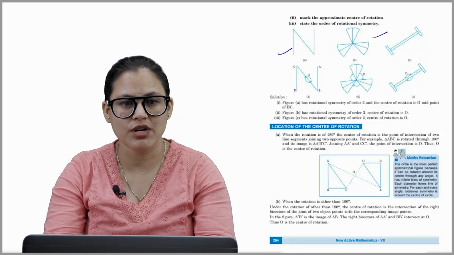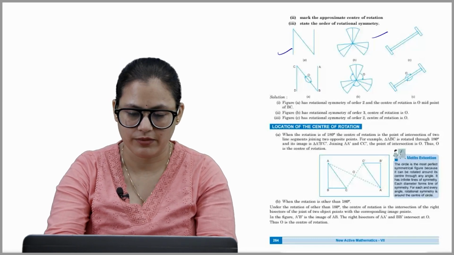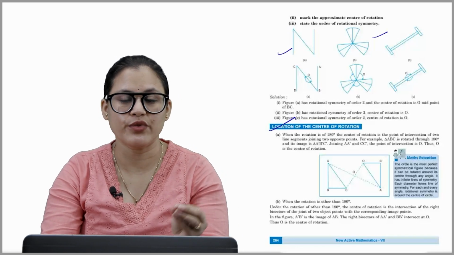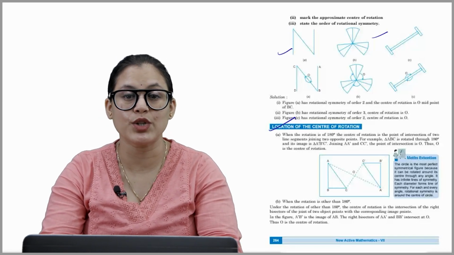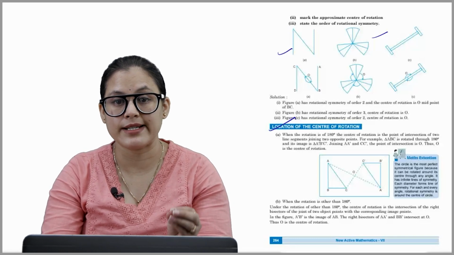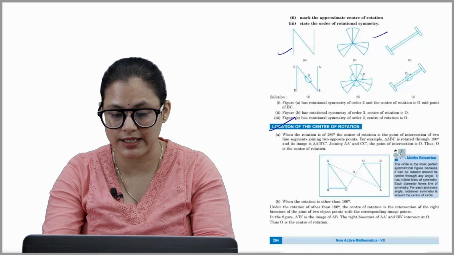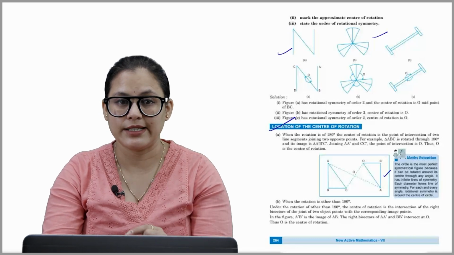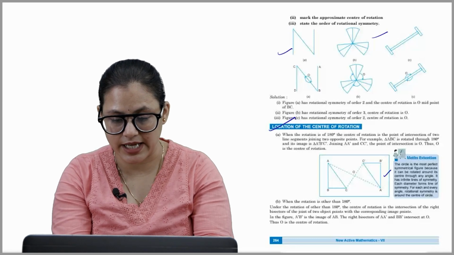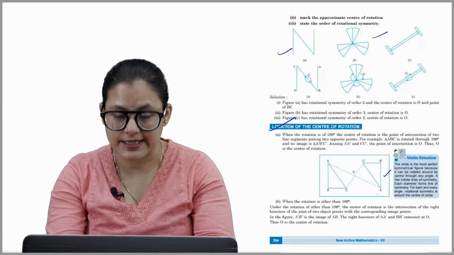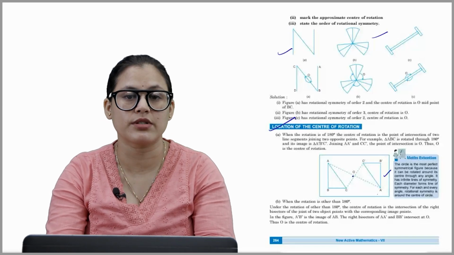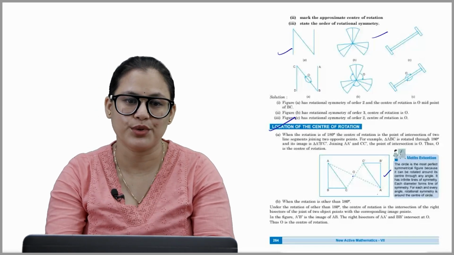Now, location of the center of rotation. When the rotation is of 180 degrees, the center of rotation is the point of intersection of two line segments joining two opposite points. For example, triangle ABC is rotated through 180 degrees and its image is, as you can see here, triangle A dash B dash C dash. Joining A dash and C dash, the point of intersection is O. This O is the center of rotation.